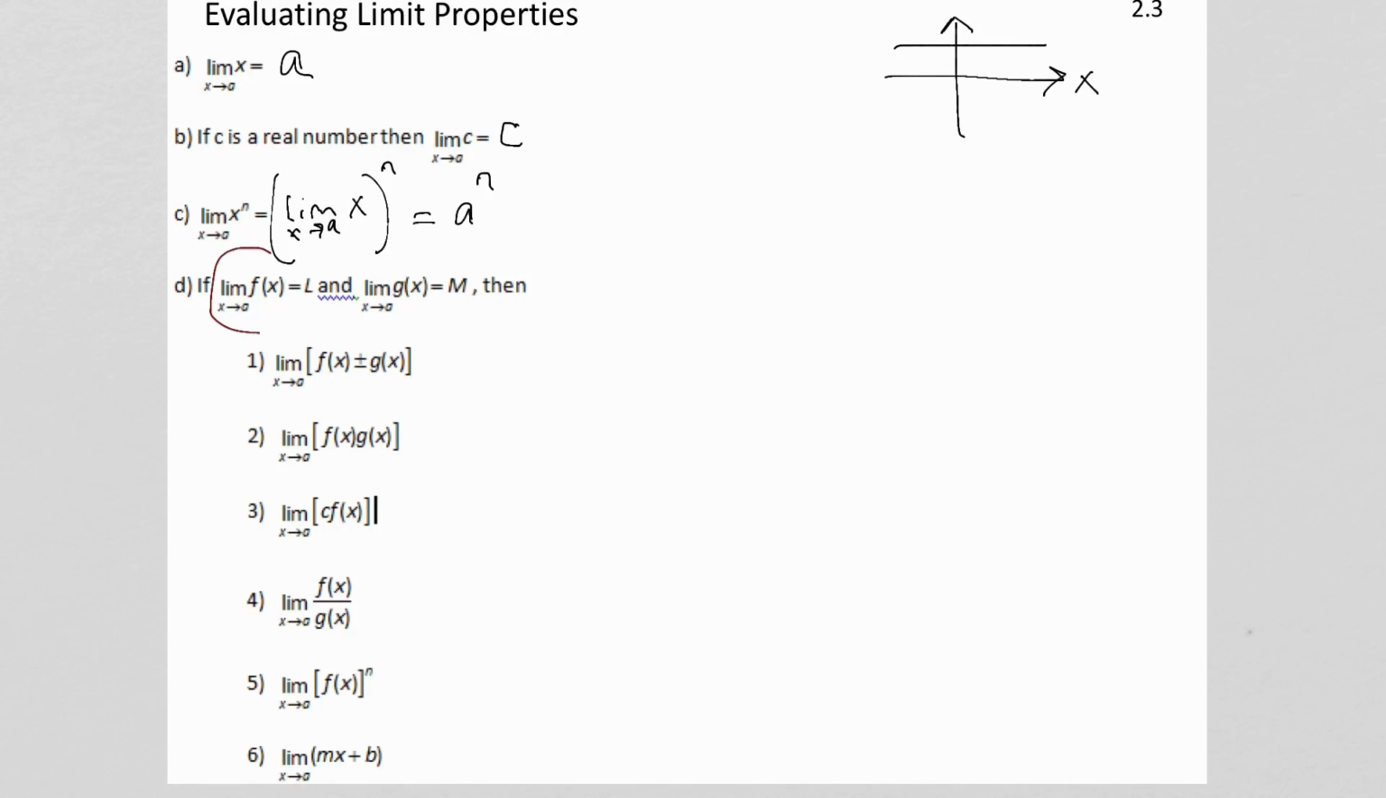Now, in the next cases, sums, products, quotients, and so on, for functions, we're going to use these facts, that the limit of f goes to L and the limit of g goes to m. So in this first case, why don't you take a moment and think about, maybe pencil in what you think the results would be here, and then we'll take a look at it.